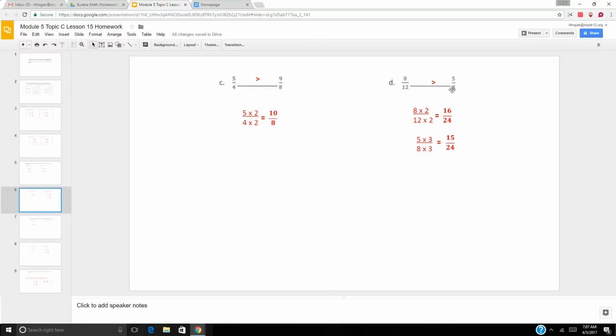We have 8/12 and 5/8. I know that 8 and 12 both have a common multiple of 24. 12 times 2 is 24, 8 times 2 is 16. 8 times 3 is 24, 5 times 3 is 15. So 16/24 is greater than 15/24. So 8/12 is greater than 5/8.